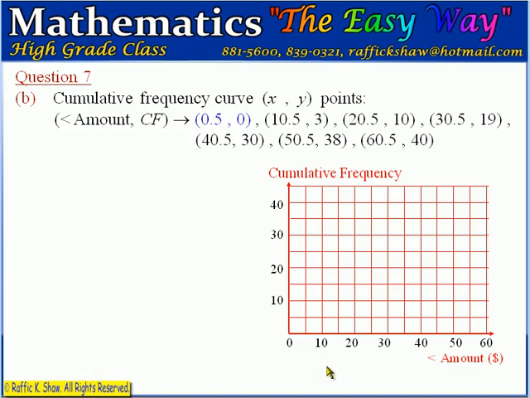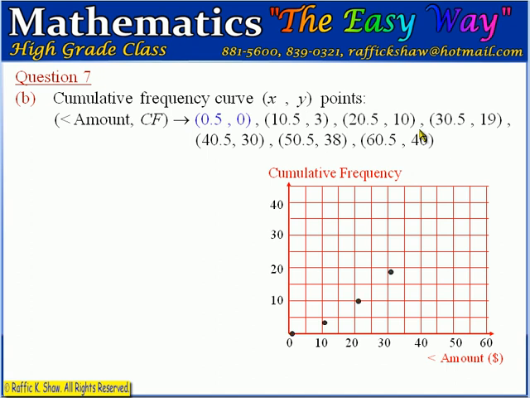Let's show that on the next page. And so this is it. We are told to use a scale of 1 centimeter to $5 on the horizontal axis, and so it is 2 centimeters to $10. And on the y-axis, 1 centimeter to represent 5 students, and so this is a scale for a graph. On the horizontal axis, we are plotting less than amount spent, and on the vertical axis, we are plotting cumulative frequency. And as I said before, these are the points we'll plot.